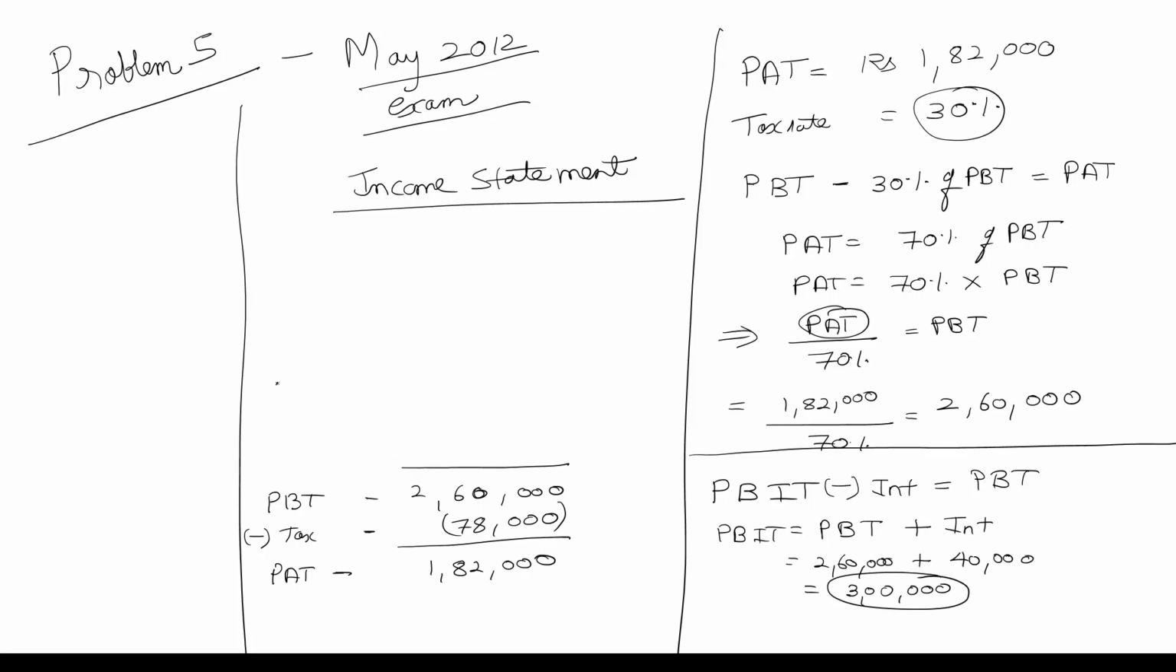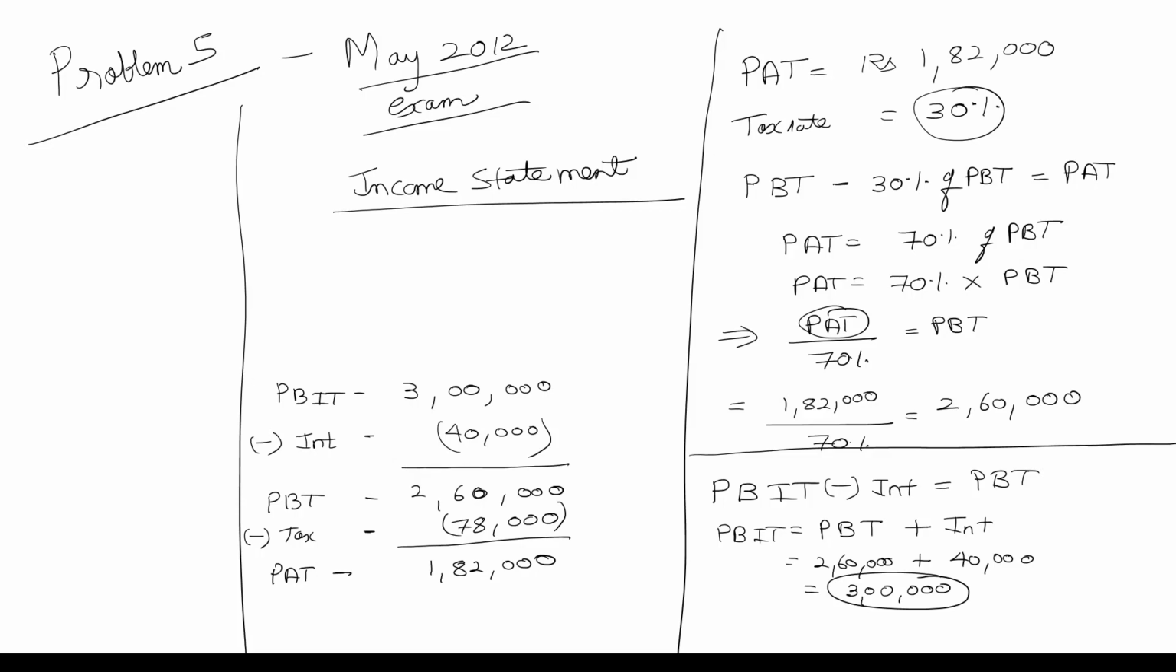So I have my PBIT of 3 lakhs, from which I subtract the interest; this is just for completion again. If I put this 40,000 here, this completes my statement. Now I have PBIT.